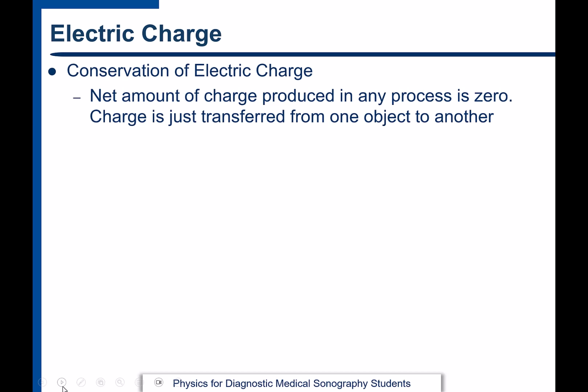Another important property of charge is that charge is conserved. So let's talk about what we mean by conservation of charge. In general, in physics, whenever we say something is conserved, we mean the total amount doesn't change. And of course, the most important example of that is conservation of energy. We have the same thing for charge. The net amount of charge produced in any process is 0. Charge can be transferred from one object to another, but the total charge isn't changing. Let's look at an example of that.